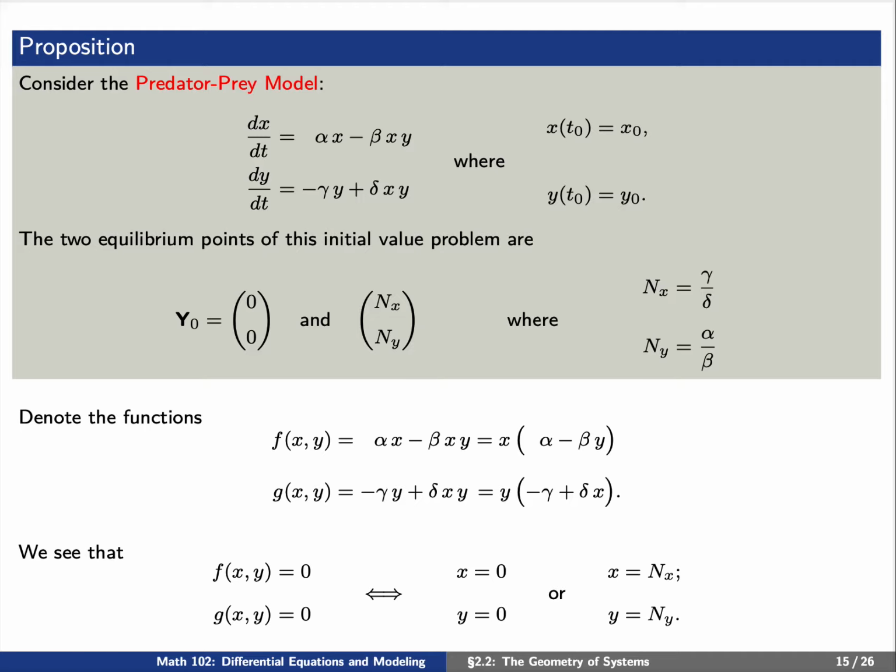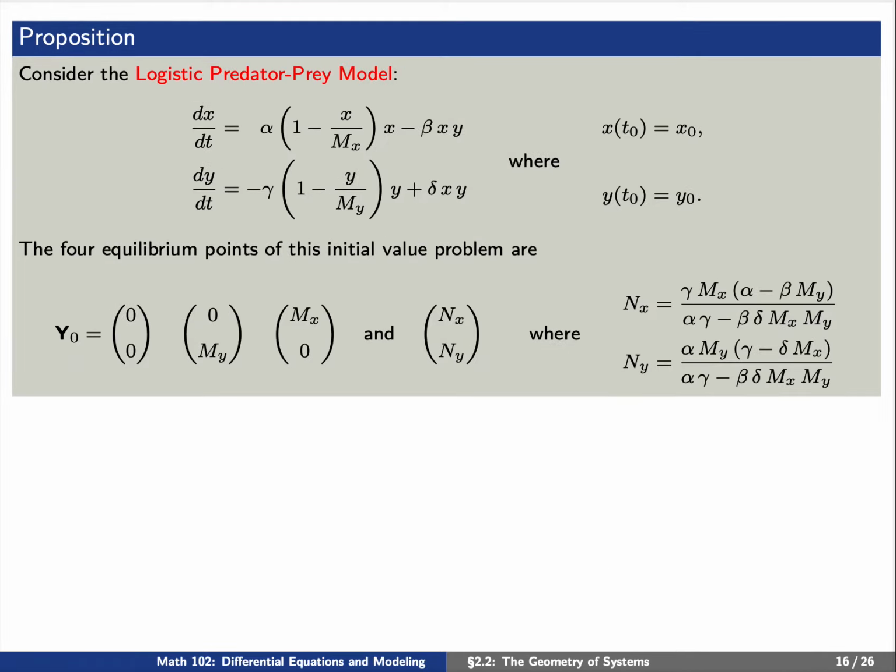On the other hand, let's say that alpha minus beta times y equals 0 for f. Then this means that y equals n sub y, that is, it equals alpha over beta. Substituting this into the second equation for g, we then find that x must equal gamma over delta. That is, x equals n sub x. Hence, these are the only two times at which we can simultaneously set f and g equal to 0.